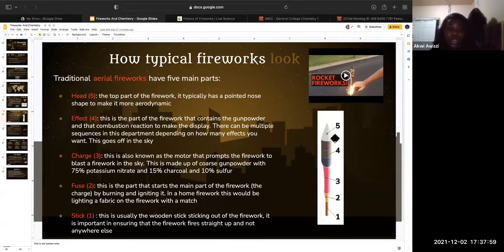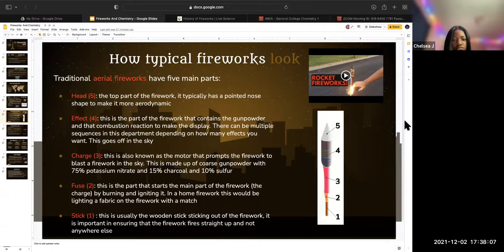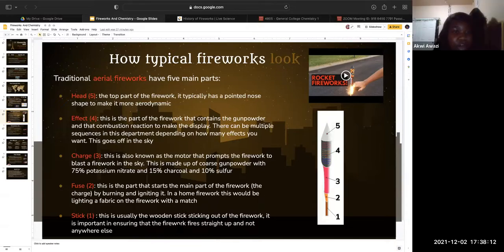So first, as you can see in the picture, there's the head, which is the top of the firework. It typically has a pointed nose shape to make it more aerodynamic and shoot it in the sky straight. Then there's the effect. This is the part of the firework that contains the gunpowder and the combustion reaction to make the display that Chelsea just showed. There can be multiple sequences in this department depending on how many effects you want. So this is what bursts off in the sky in multitudes.